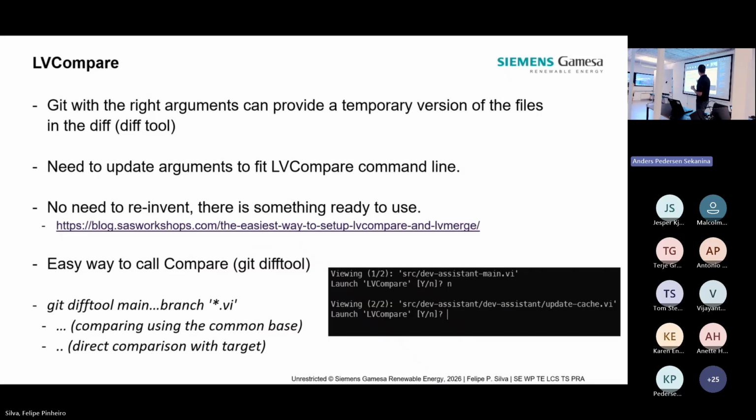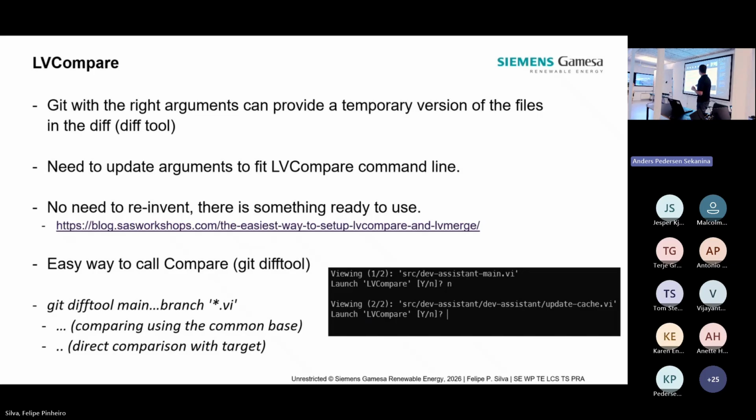So git difftool main, and then three dots, branch, and then in this case I just want to see VIs, so just put VI at the end. Then it's going to get all the changes between the two branches, only VIs, and give them to LV-compare. So it's way better than what we had before. So I think it's a win.